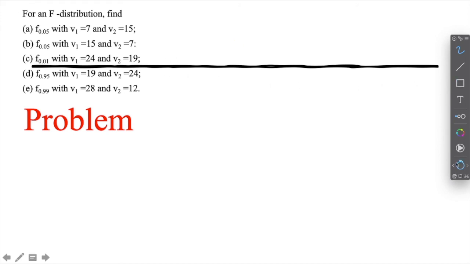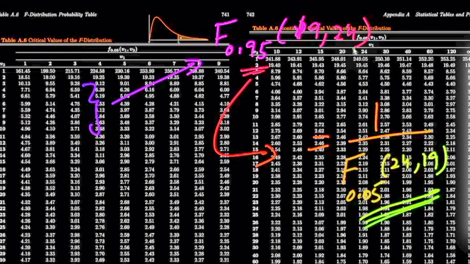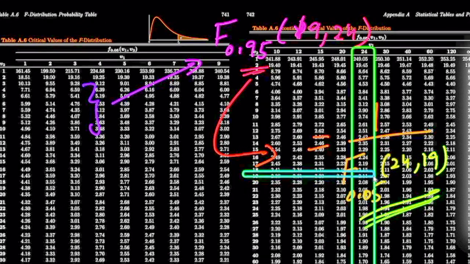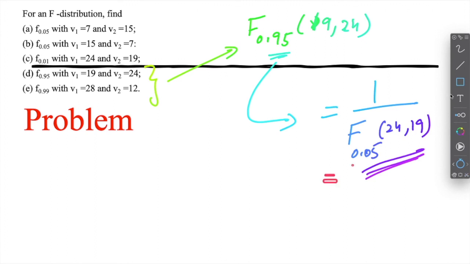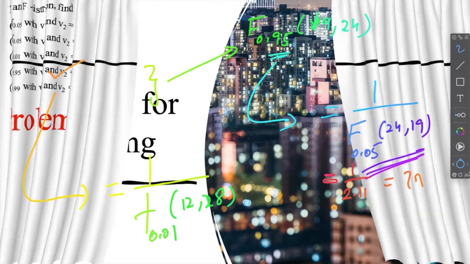Now see these two problems over here. These are different. For F 0.95 with nu1 19 and nu2 24, we don't have a table for this alpha. So this value will be nothing but equal to 1 upon F 0.05 with 24, 19. This value we will see from the table. For F 0.05, nu1 is 24 and nu2 is 19, so the value is 2.11. So this is nothing but 1 upon 2.11. That will be the answer for the first part. For the second part, it is nothing but 1 upon F 0.01 with 12, 28. That way we can go to the other table and pick up this value, and the reciprocal will be the answer for the problem.